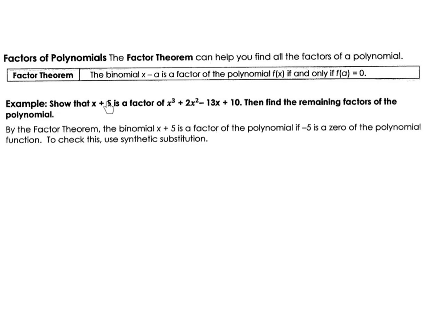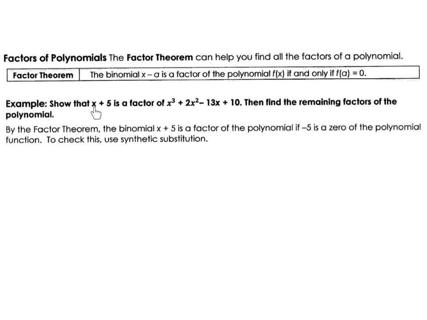So what this means is that if we want to show x plus 5 is a factor of this polynomial, and then find all the remaining factors of the polynomial, we can use synthetic substitution to check to see if x plus 5 is in fact a factor. If we do synthetic substitution and we get 0 as a remainder, that means that it is a factor. That is how we use the factor theorem.